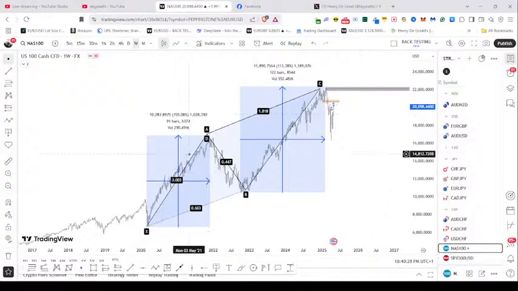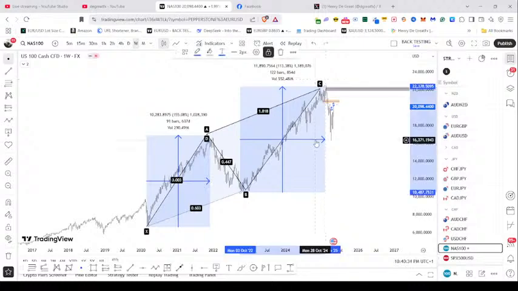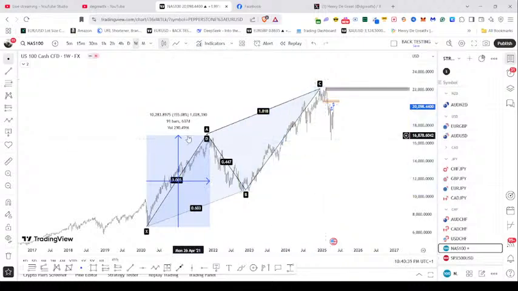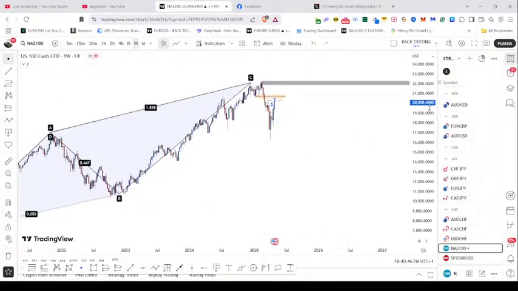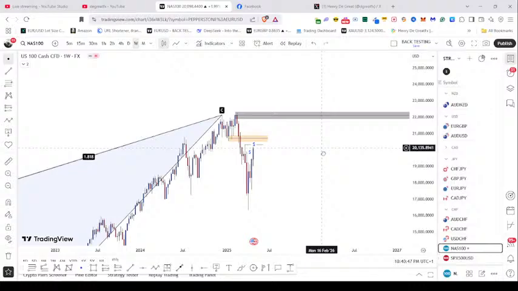There is no way I'm taking this trade. This is just for analysis sake, because it might even take years. So I'm only looking for this to hold. If this can hold, then fine.